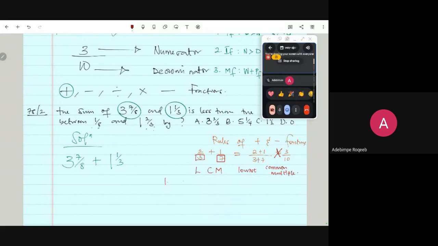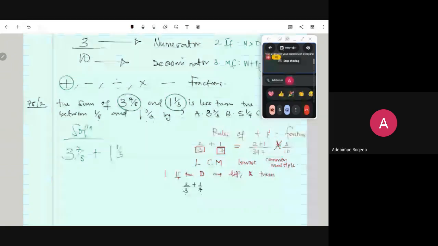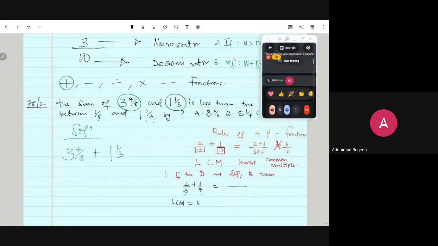Now, rule number 1, if the denominators are different, we multiply them. So in this case, 2/3 plus 1/7, the denominators are different. So we multiply 3 times 7. How many 3s can you see in 3 times 7? Let me just make the answer. The LCM now is going to be 3 times 7, which is 21. So you put it here, 21.